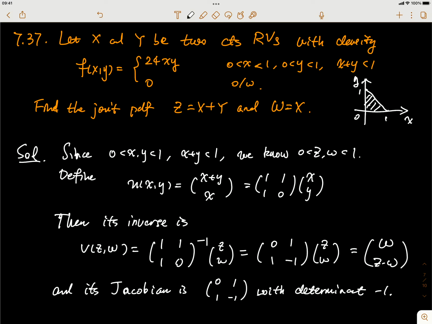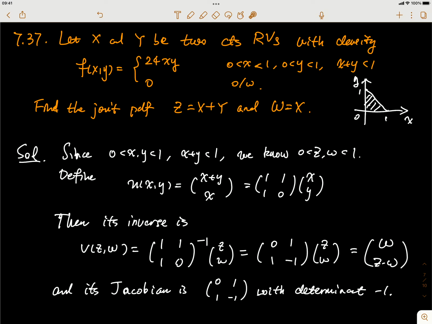Now we want to find the joint PDF of the random variable z, which is equal to x plus y, and w, which is just equal to x. Okay. So now remember that because x and y are between 0 and 1, the w has to be between 0 and 1. And also the sum of x and y is less than 1, so that means z has to be less than 1, but it's also greater than 0 since both x and y are positive. So that means z and w are both numbers between 0 and 1. So if we are trying to find the joint PDF of z and w, the joint PDF can only be positive when z and w are both between 0 and 1.